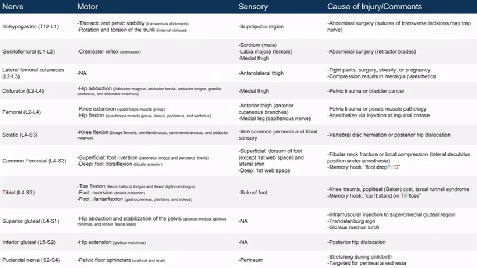In the last video, we covered all of the nerves of the lumbosacral plexus in detail from this table, except the superior gluteal and inferior gluteal nerves. That's because these two nerves are probably easier understood in the context of this lecture.